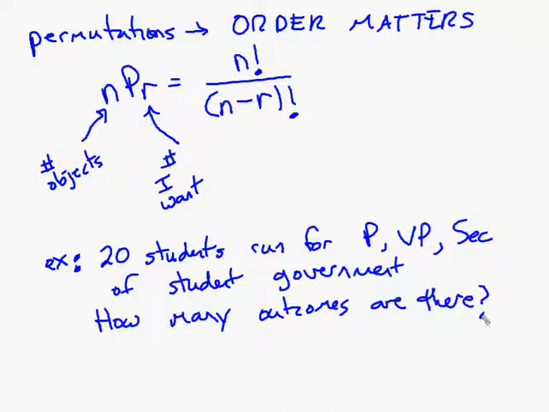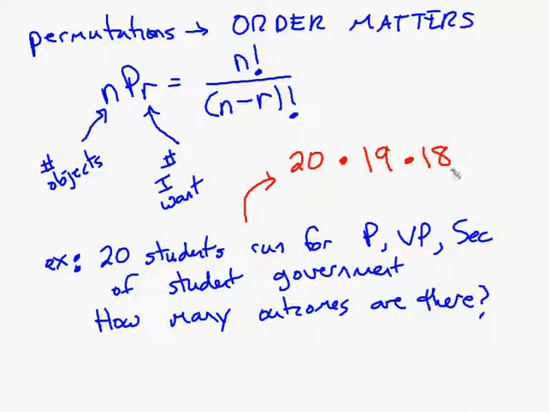And what Evan was saying is correct. He said, well, there are 20 people running, and presumably they prefer to be president. We select our president. That means I have 19 left that could be vice president, which means I have 18 left that could be secretary. So that is correct. That is one way to do it.